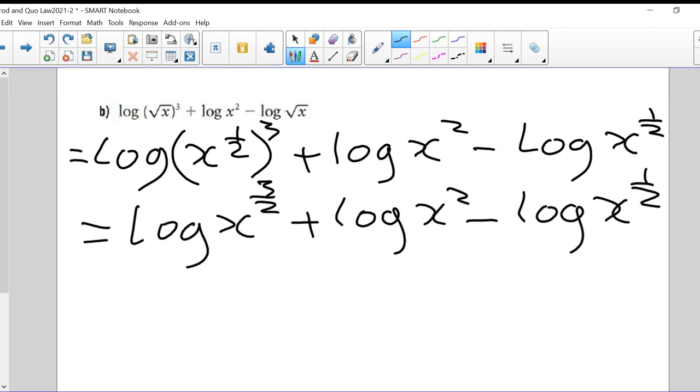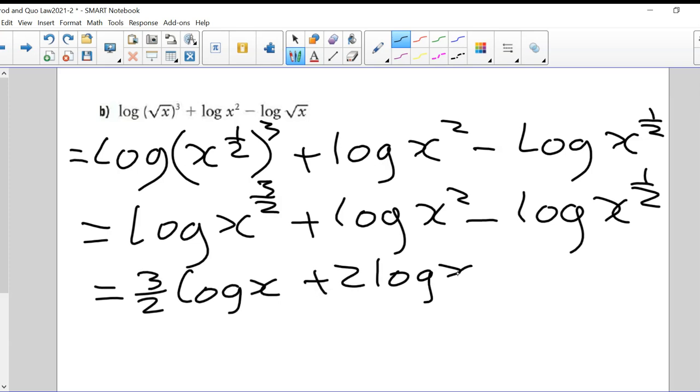So where do you think I'm going to go next with this? With all of these log x to these different exponents. What do you think I'm going to do next with that? All right, I'm going to use a power law. I'm going to take each of these exponents and put them in the front. So that's equal to 3 over 2 log of x plus 2 log of x minus half log of x. That's what I'm going to do.